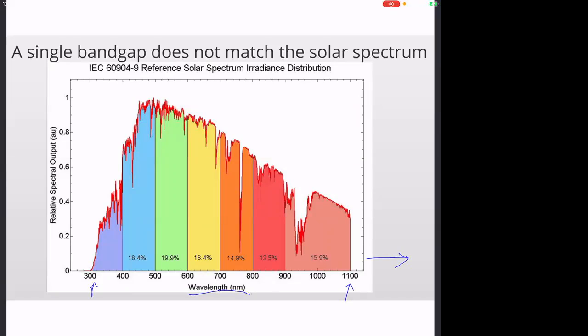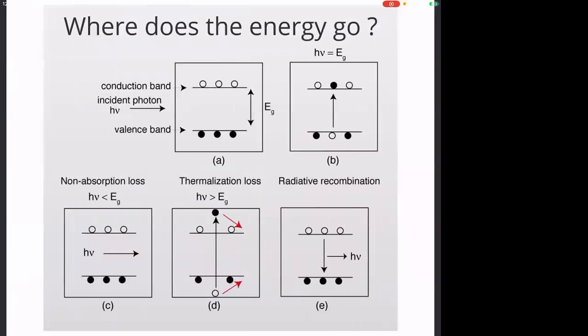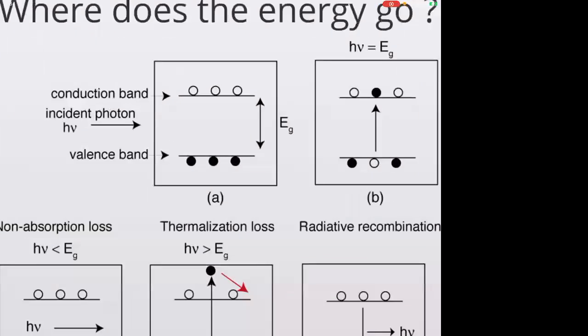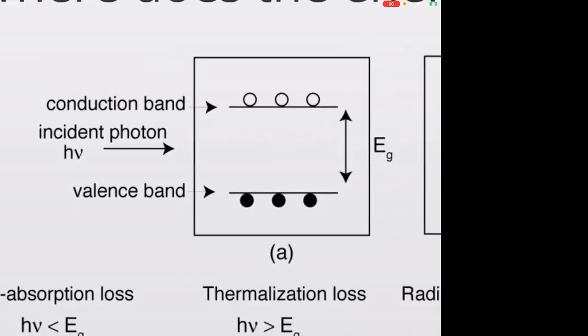Now, the problem with this is that if you use a single bandgap solar cell to absorb these photons, they're not very efficient. And let's try to understand why from a fundamental perspective. Now, where does this energy go? Now, let's imagine a solar cell, which is essentially a semiconductor material with 2 bands, as shown here. So let's just zoom in here for the sake of discussion. Of course, this is a very simplified picture.